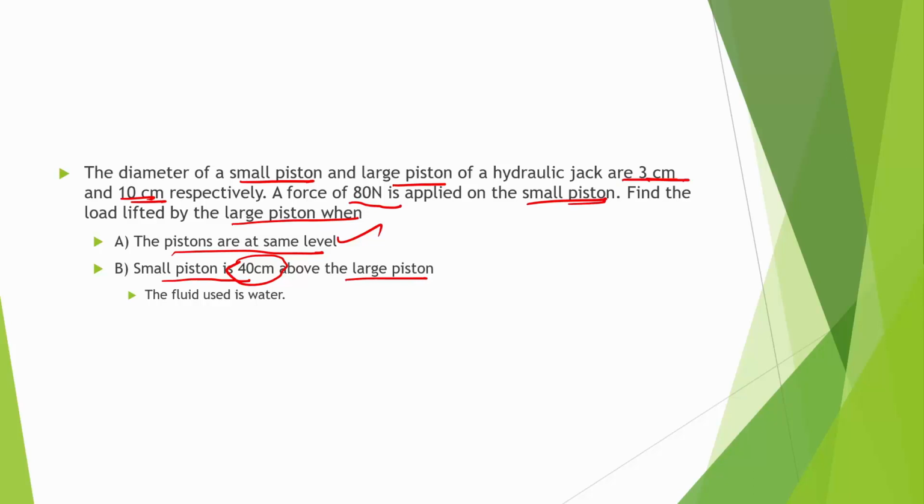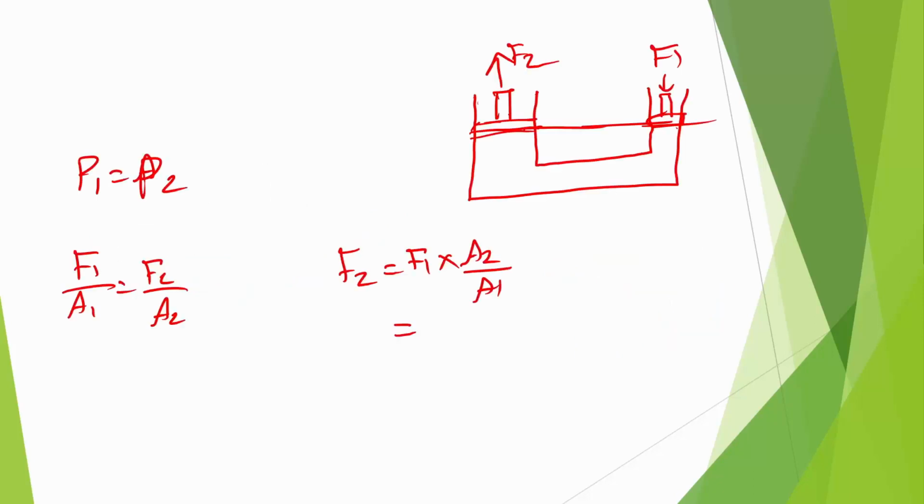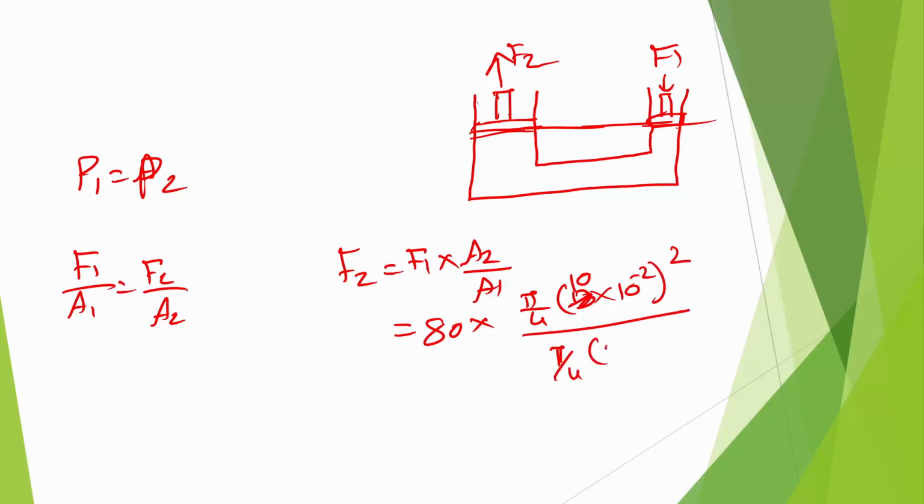My A1 can be found using the formula pi by 4 into 3 square, and my A2 can be found using the formula pi by 4 into 10 square. I am keeping it in centimeter. Anyway, since we are going to divide it, the 10 power minus 3 or 10 power minus 2 here, since it is from centimeter, is not going to affect the value. So F1 is 80 into pi by 4. In case you want, you can do it: 10 into 10 power minus 2, the whole square, divided by pi by 4 into 3 into 10 power minus 2, I'm converting it into meter, the whole square.